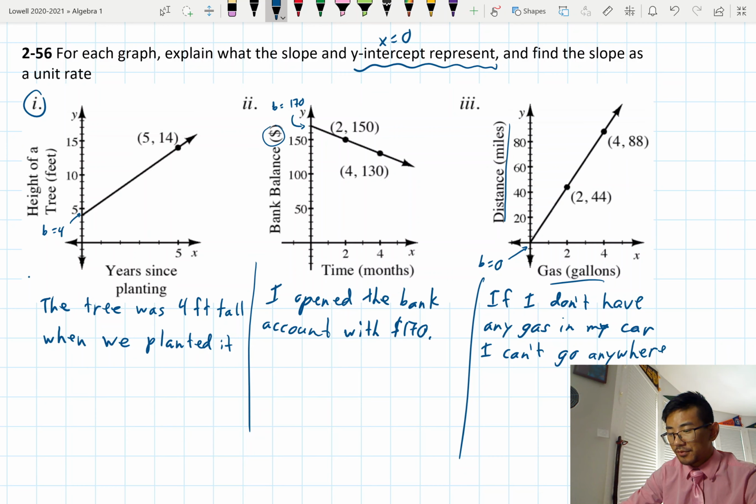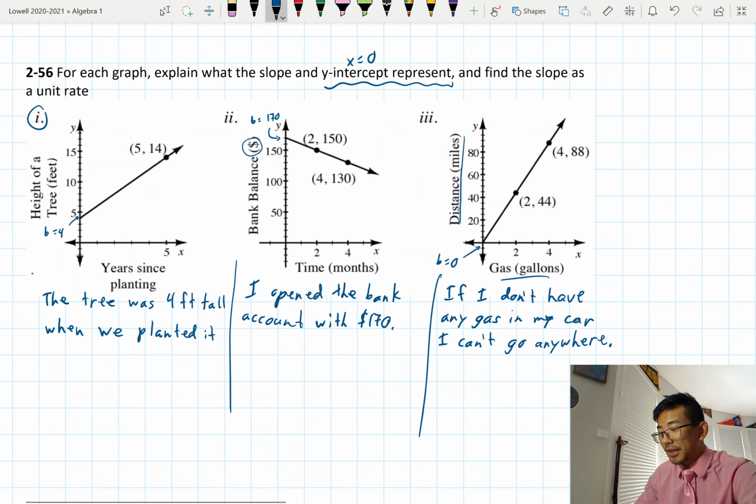Which, I mean, that's not really the worst thing in the world right now, because you couldn't go anywhere anyway. But that's neither here nor there.